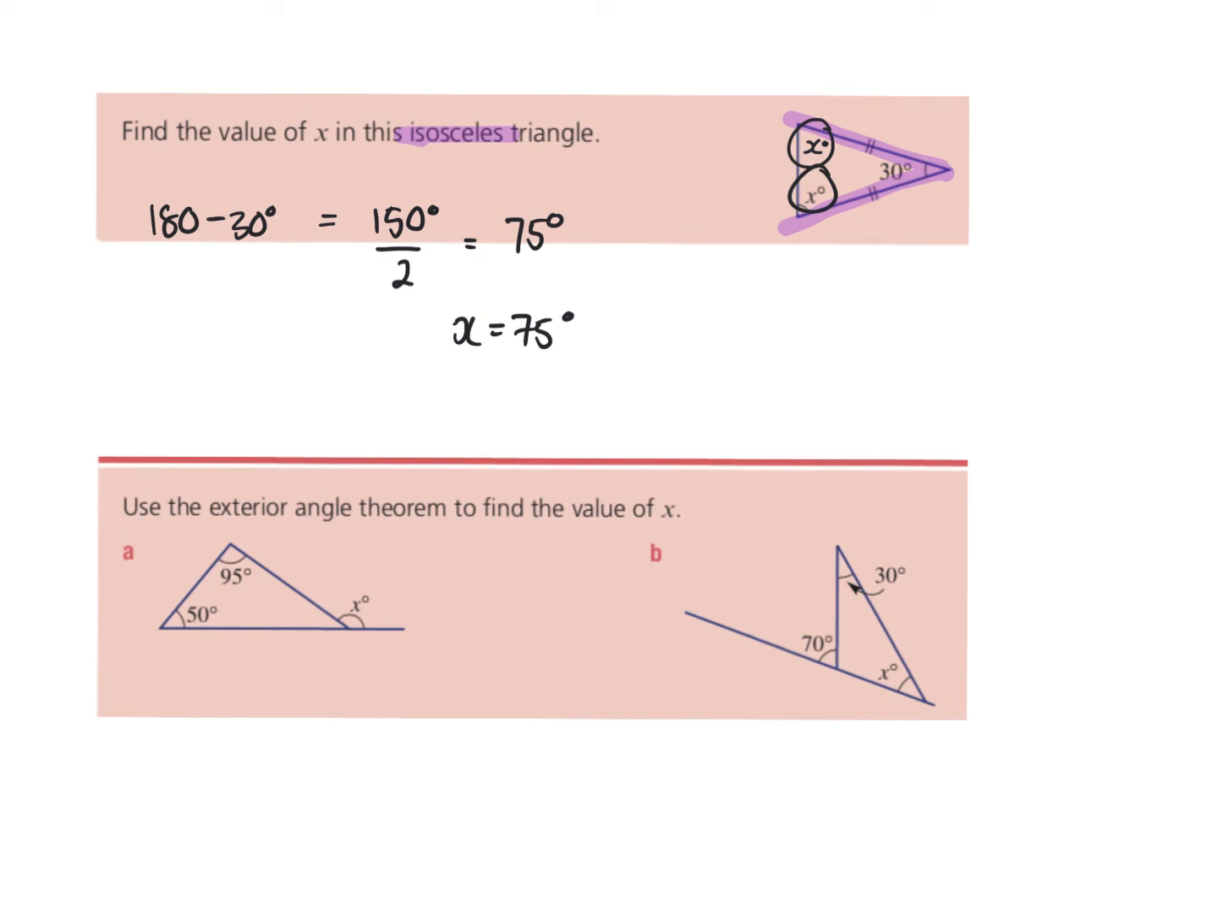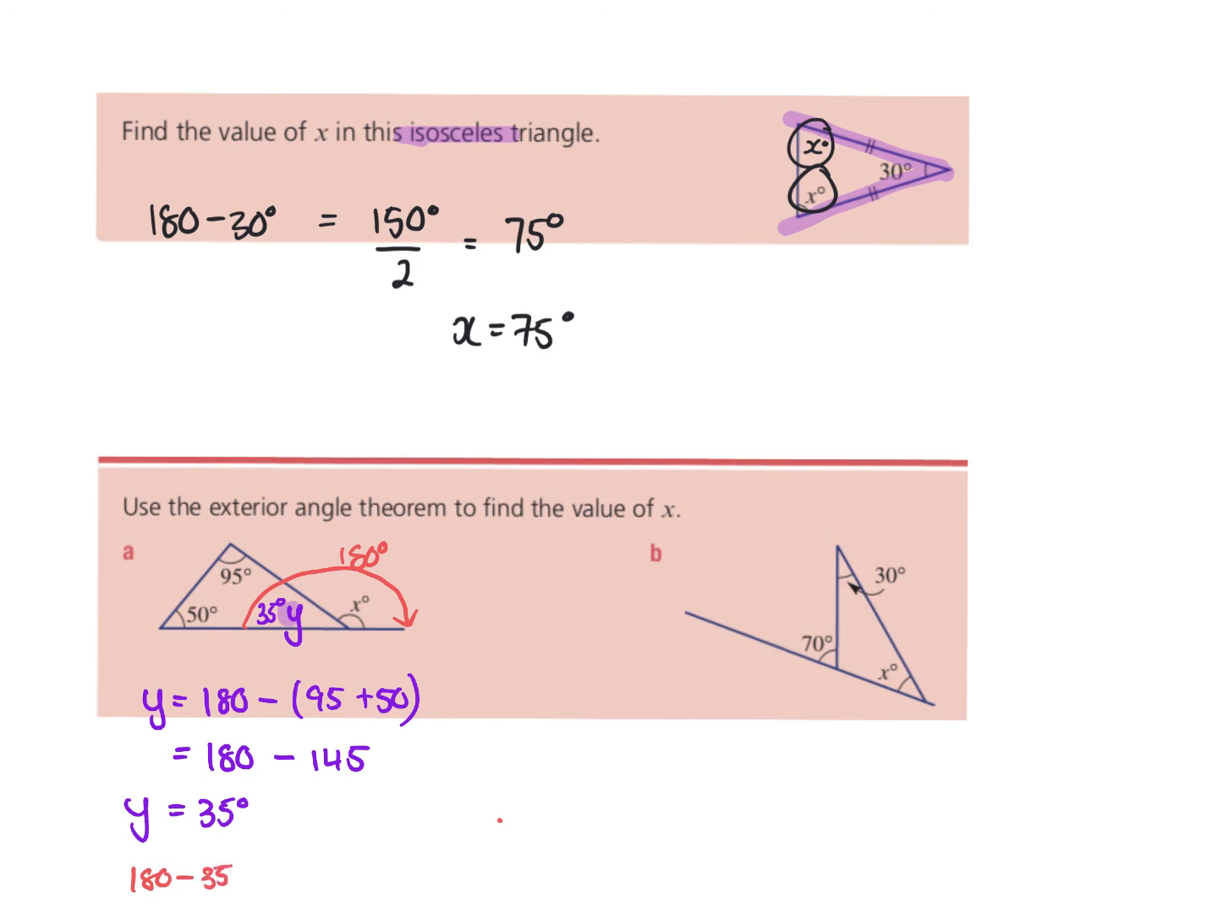All right, let's do this one now. They want me to use the exterior angle theorem to find the value of x. If we find out what this angle in here is, I'm going to call it y. How can I find out what y is? Wouldn't y equal 180 minus the 95 plus 50? Is that true? Yes, because it's inside the triangle. So it'd be 180 minus 145, so y equals 35 degrees. I can see that this is a straight line, 180. So what's 180 minus 35? 145. So we know that x equals 145.